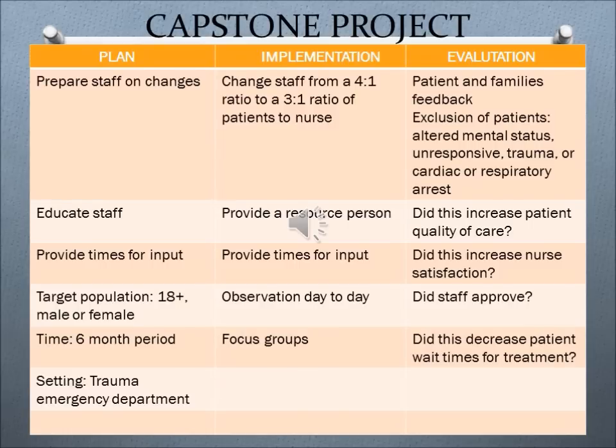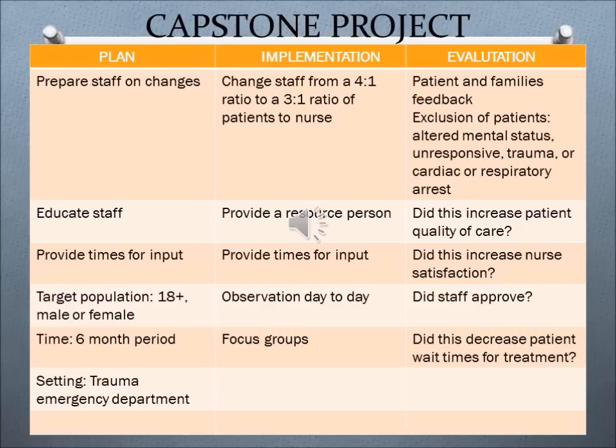This table shows the 3 phases of my capstone project. The first phase is the planning phase. Prepare the staff on changes, educate the staff, and provide times for input. The setting will be a trauma level emergency department. 18 and older will be the target population, male or female, over a 6-month period. The implementation phase will be changing the staff from a 4:1 ratio to a 3:1 ratio. Provide a resource person, provide times for input, and the observation will be taken on a day-to-day basis. There will be focus groups during this time of implementation.